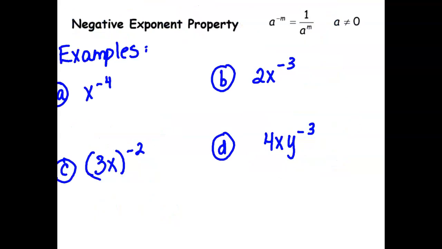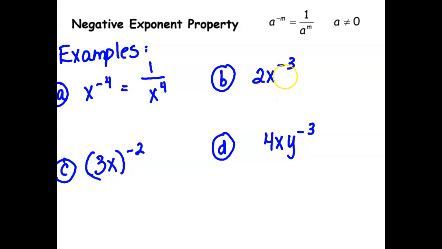All right, so our next property is the negative exponents property. So if you have a negative exponent, remember it's equivalent to the reciprocal, and you put the actual exponent in the denominator, or actually take the reciprocal. So if it's in the denominator, move it to the numerator. So in this case, x to the negative 4th power is actually equal to 1 over x to the 4th power. Okay. 2x to the negative 3.